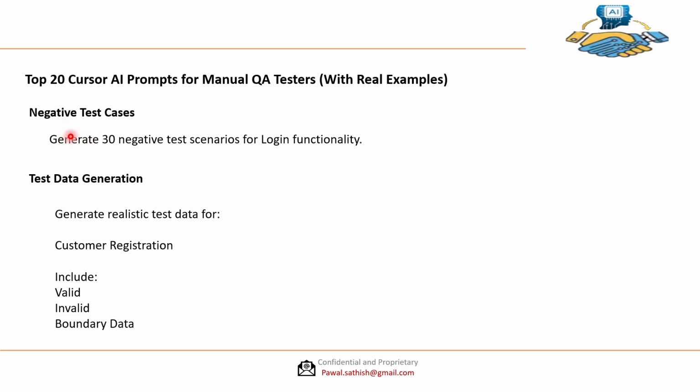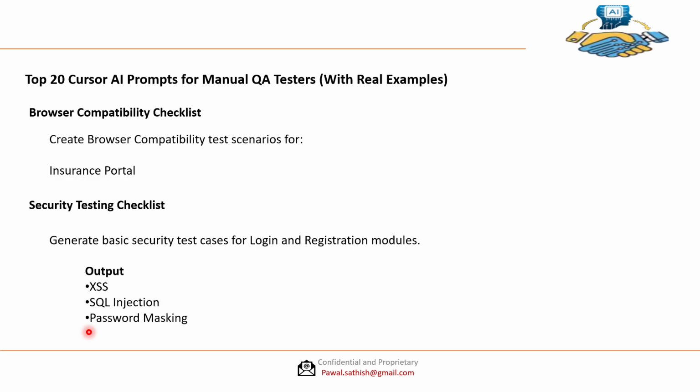Next, in case we need to generate negative test cases, okay, we'll simply mention: generate 30 negative test scenarios for login functionality. Definitely, it will create negative test cases as well using this prompt. Okay. Then the Cursor AI prompt will also be used when we need to generate test data, like realistic test data. Then simply we'll say: generate realistic test data for customer registration, include valid, invalid, boundary data. Okay, so it will cover everything.